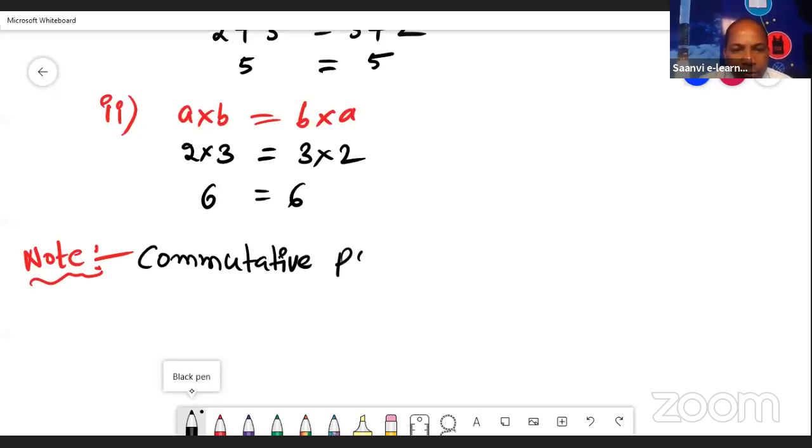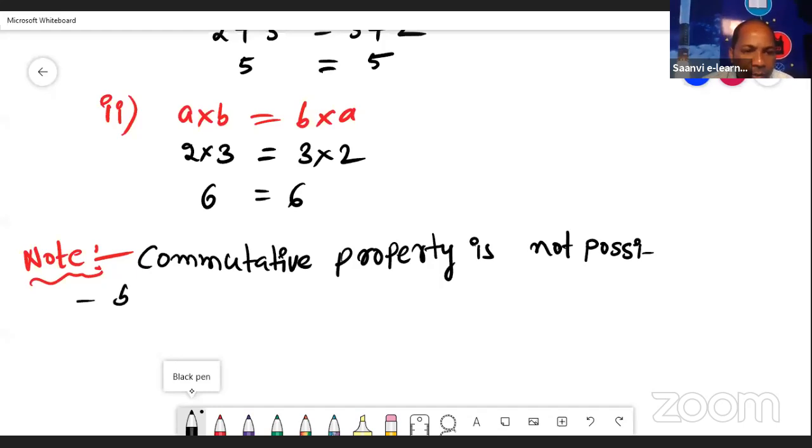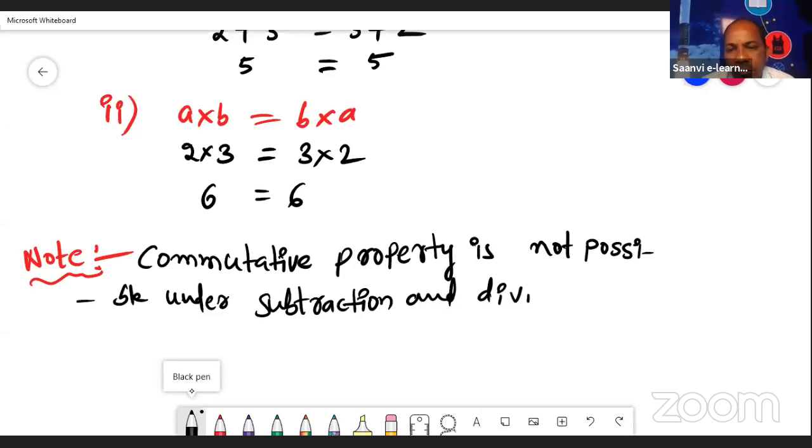Commutative property is not possible under subtraction and division. Why is it not possible under subtraction and division? Let us see.